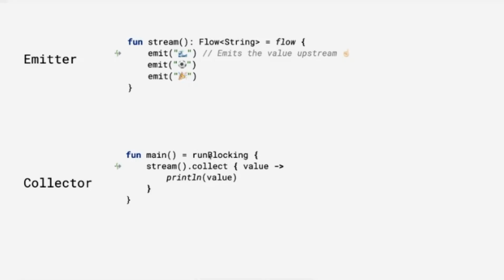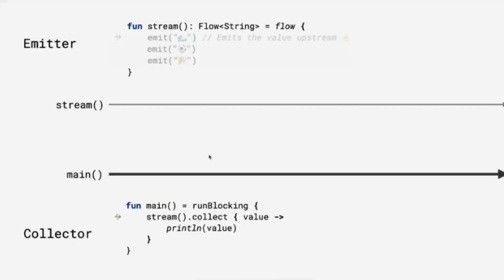So let's look at how things are working. Initially the main function calls the stream function over there, which immediately returns the Flow back to us. Then we call the collect function, which essentially means that we are now subscribed to the emitter to receive the values. And as soon as we are subscribed, the emitter will start emitting values sequentially.